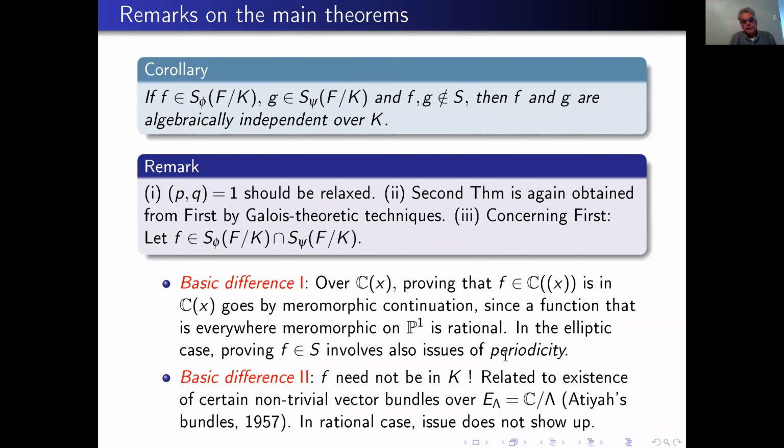And before we start discussing it, I want to point out the two very basic differences between the elliptic and the rational theory. So over the rational numbers, in a nutshell, the strategy of Schäfke and Singer is the following. You start with F, which is just a formal power series, or if you want a formal germ of an analytic function or a meromorphic function at 0. And it satisfies these two difference equations with global coefficients for the operator phi and the operator psi.